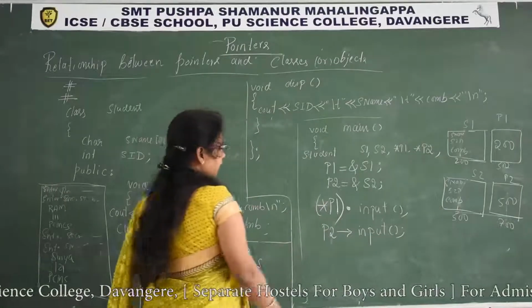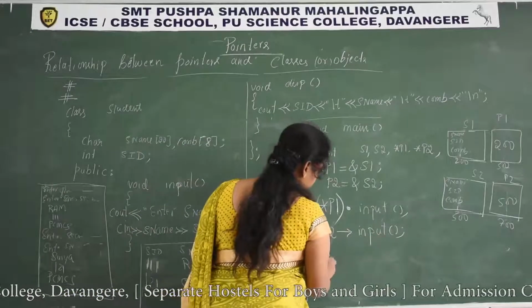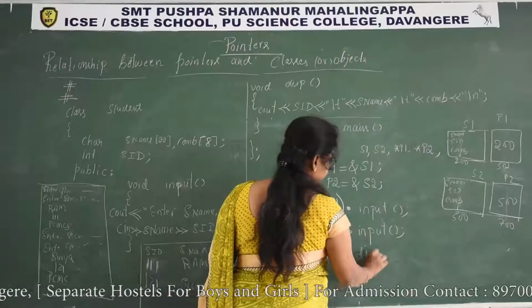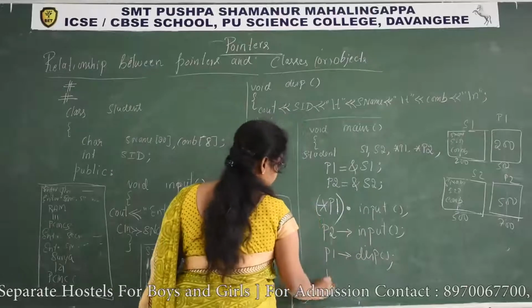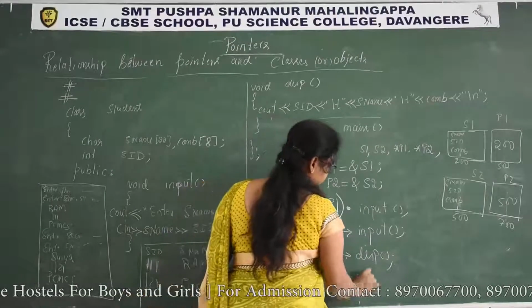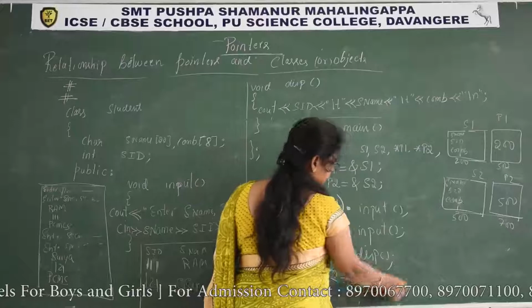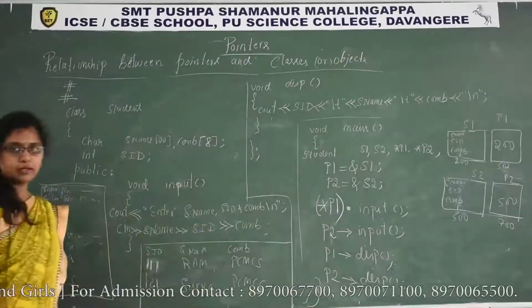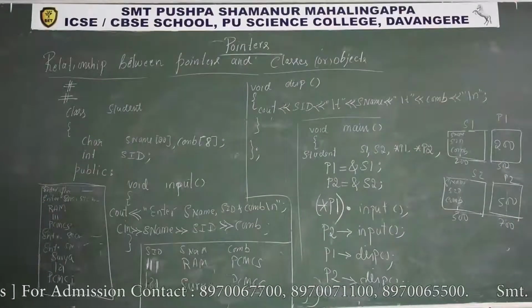To display, I can use P1 arrow disp. Here, P2 arrow disp. Like this we can show the relationship between pointers and objects, or pointers and classes.